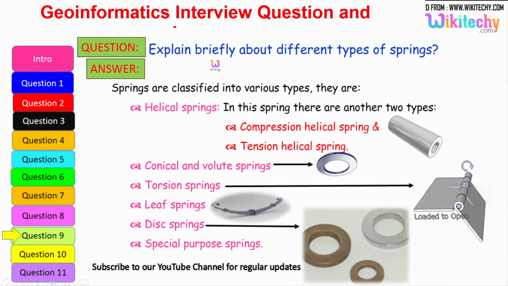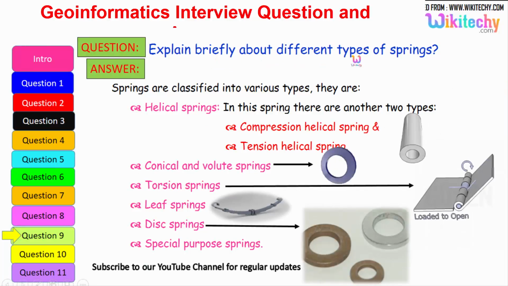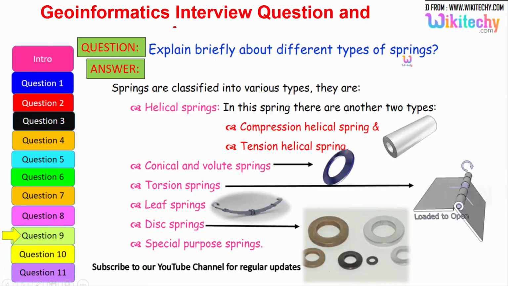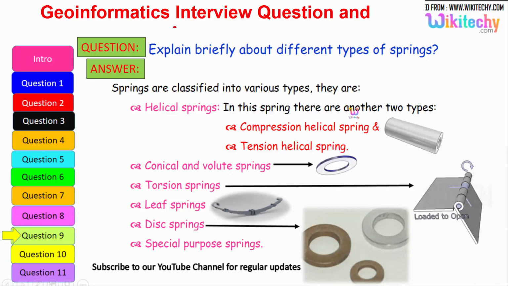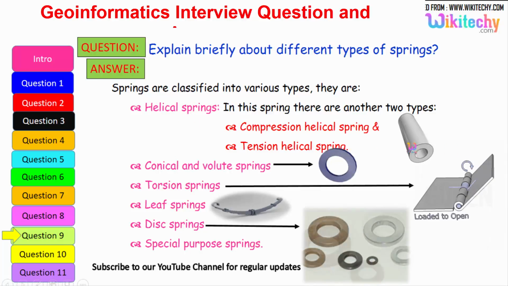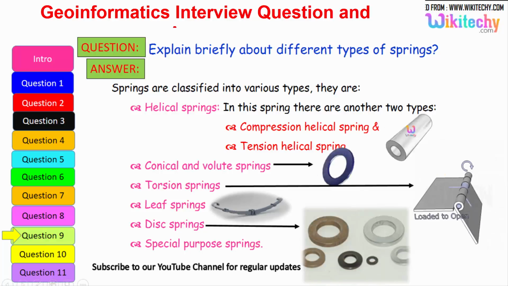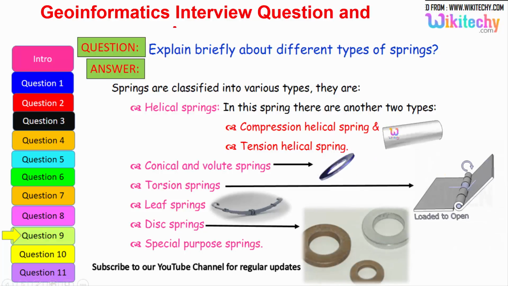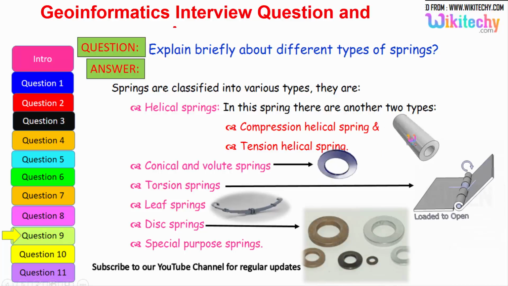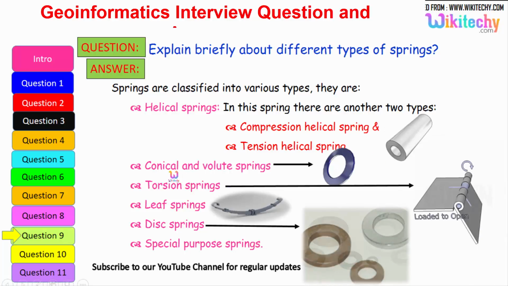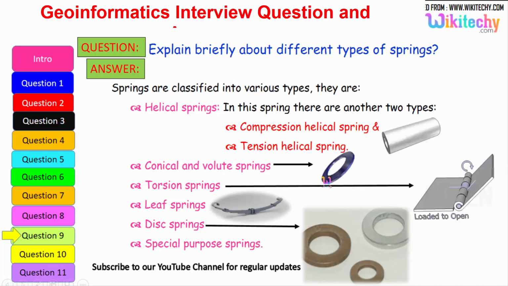Now let's see briefly the different types of springs. Springs are classified into various types. The first one is helical springs. There are two further types: the compression helical spring and the tension helical spring. The next one is conical and volute springs.